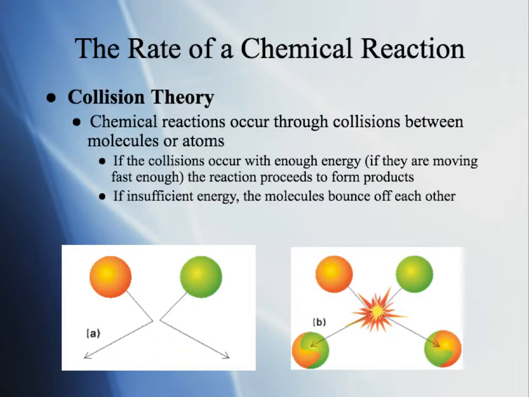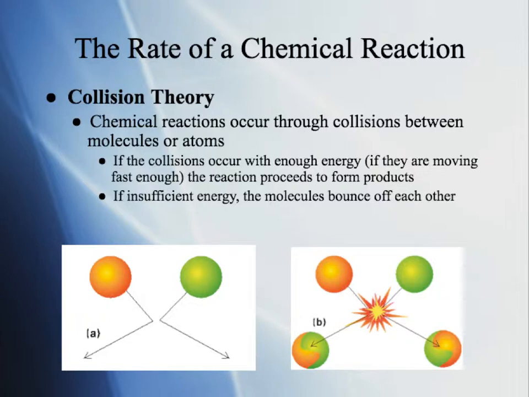Now, what we have to understand about reactions is what's called the collision theory. Chemical reactions occur when molecules or atoms collide with each other. That's what the collision theory states. If the collisions occur with enough energy, meaning they're moving fast enough, then the reaction can proceed to form products. But if there's insufficient energy, then the molecules will just bounce off each other.